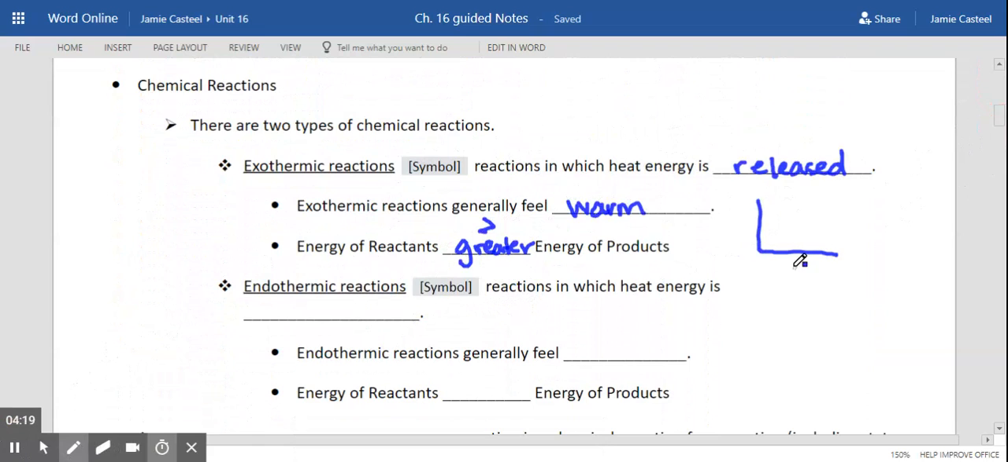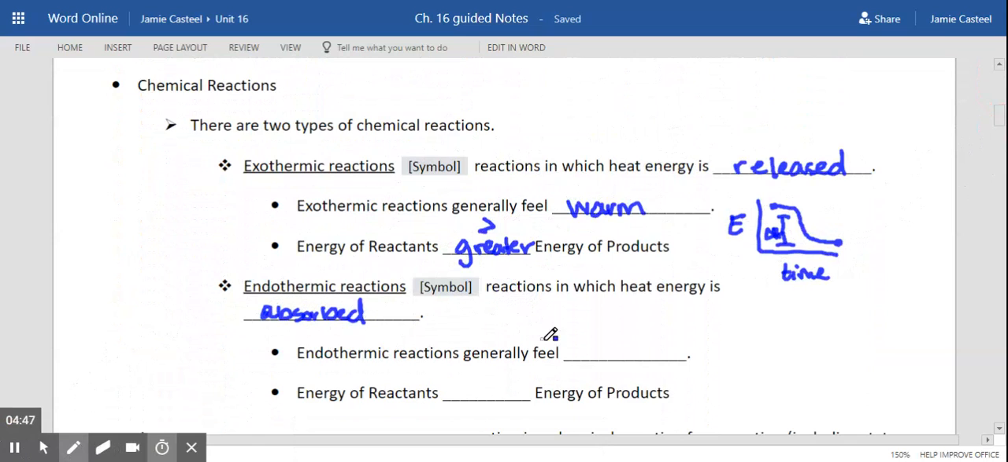Basically, the reaction energy diagram, if time is this way and energy is here, my reactants start really high and then they drop off to the products, which are really low. This change in energy here drops. So that's why we say it's negative. It drops. And endothermic are reactions in which heat energy is absorbed or consumed.